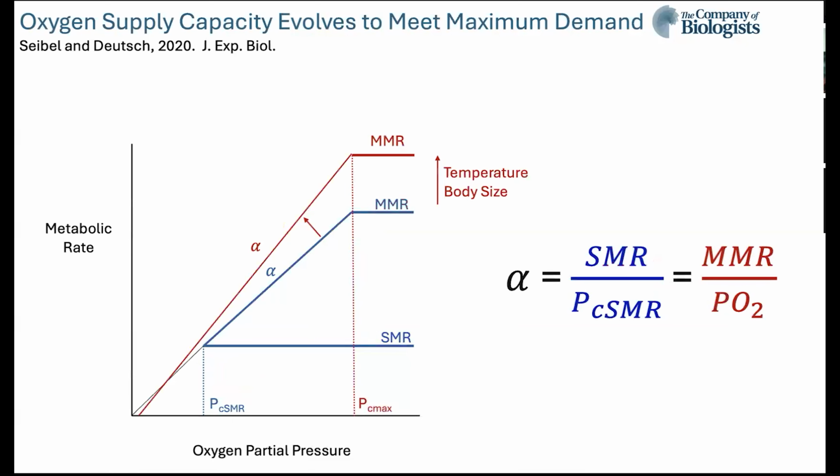If temperature increases, maximum metabolic rate will go up, oxygen supply goes up to meet it, and the critical oxygen partial pressure changes depending on how resting metabolic rate changes. Typically, the resting metabolic rate increases faster than maximum, and so P-crit increases with temperature. And again, that's what's usually been interpreted as a loss of oxygen supply capacity. But the oxygen supply is responding to maximum, not resting.